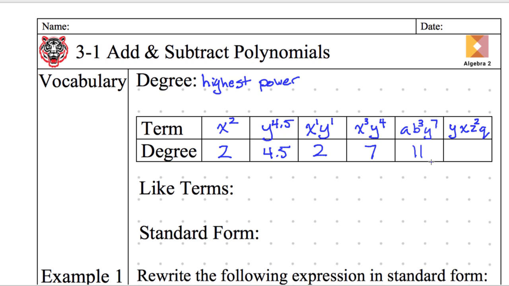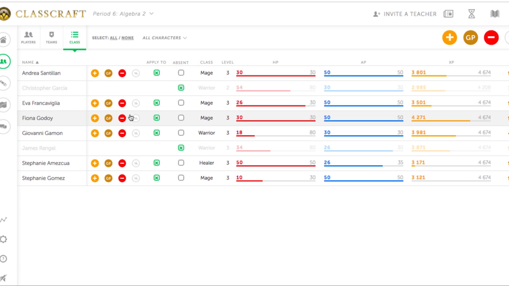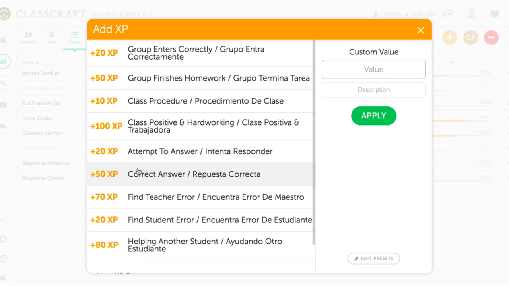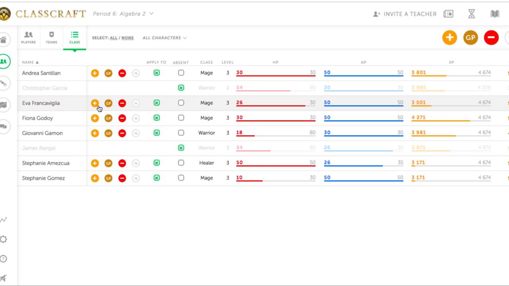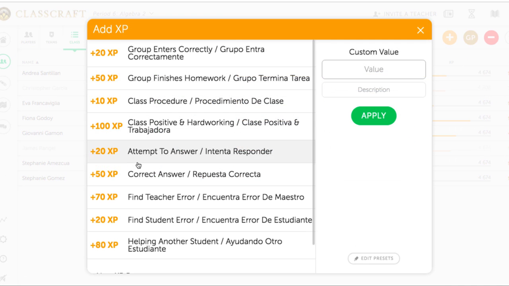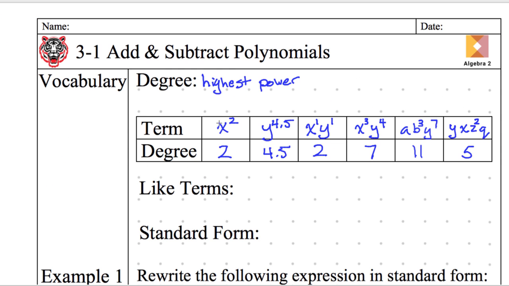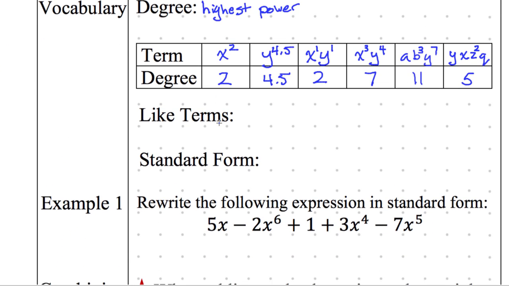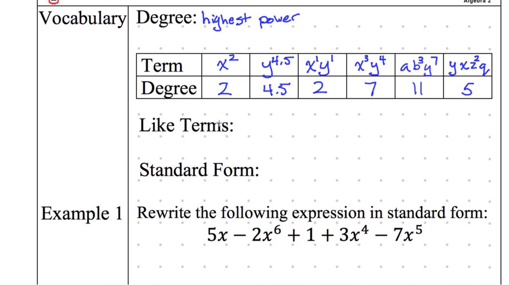What about x, let's do y, x, z to the 2, q. What degree is this one? Andrea. 5. And I need to come back here and give Stego your XP, Eva your XP, Andrea your XP. Again, if you got XP, you get candy, a minimum and a maximum of once.